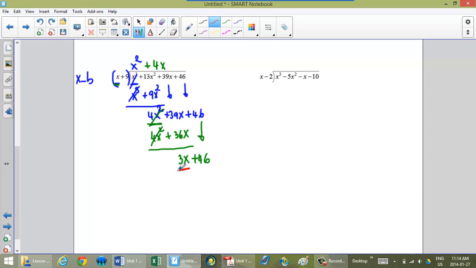Again, compare the leading term in what's left of the polynomial and the leading term in your binomial. How many times does x go into 3x? It's 3 times, so plus 3. So 3 times x is 3x, and 3 times positive 9 is positive 27. Multiplication is followed by subtraction. 3x minus 3x cancel each other out, and 46 minus 27 equals 19.